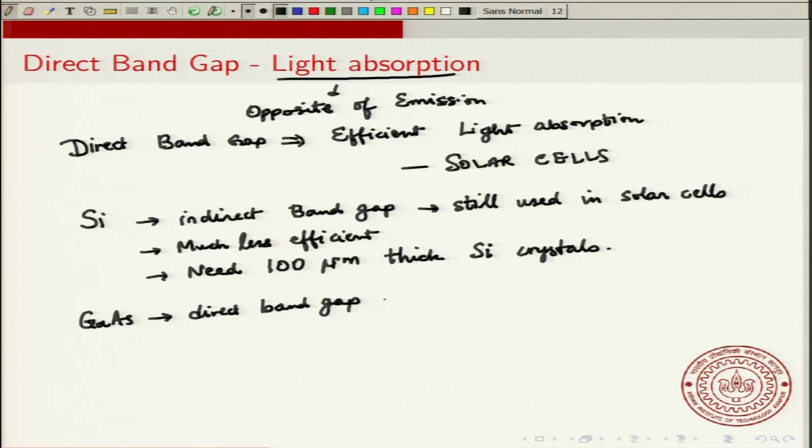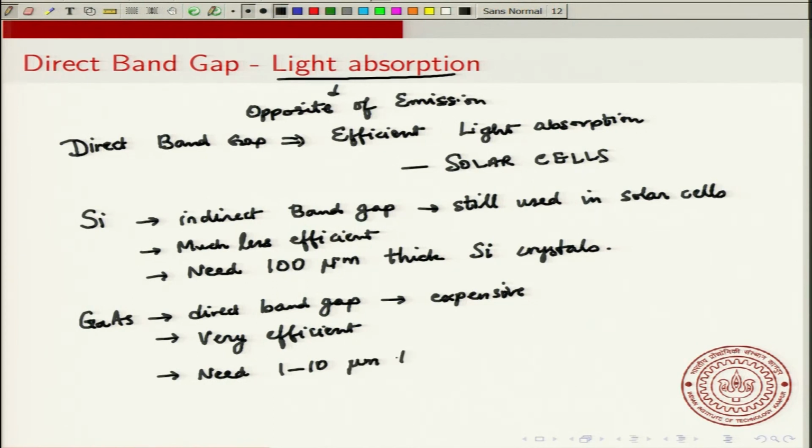It is very efficient, but it is expensive. Gallium is not a very abundant material, so it is quite expensive and very efficient. For the same light absorption efficiency, you need only a 1 to 10 micrometer thick gallium arsenide crystal. So the light absorption efficiency of gallium arsenide is much better than that of silicon, but nevertheless silicon is still used because it is so widely available.